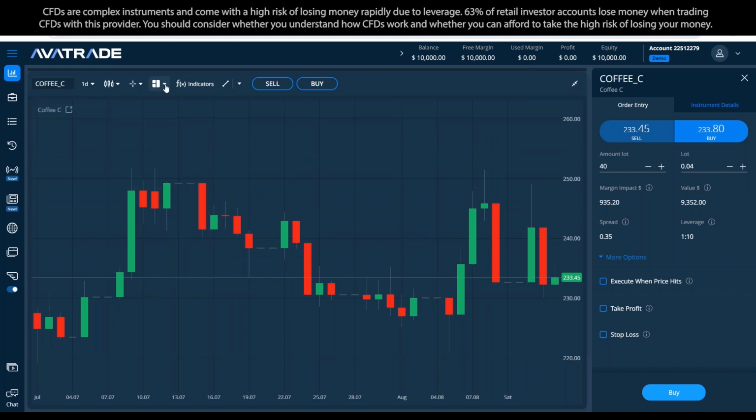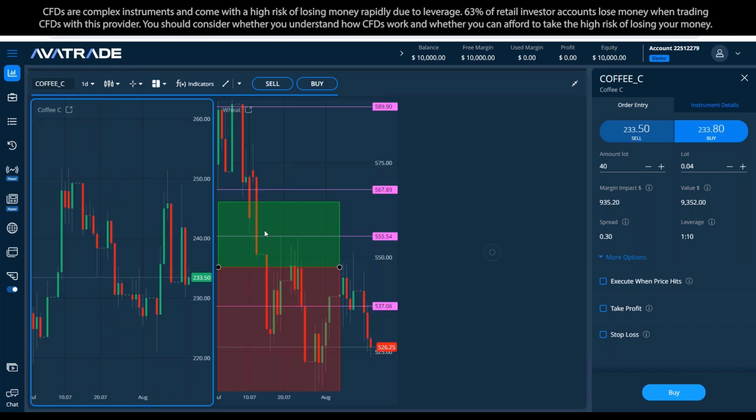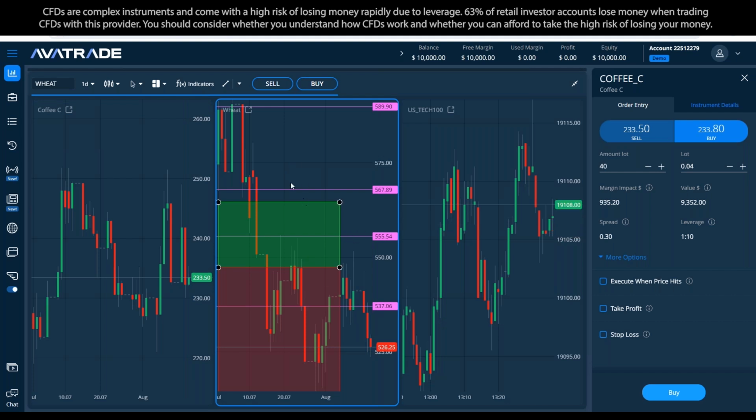If I keep going to the right, I can look at a few instruments simultaneously. Let's go with 3. Oh, that looks nice.